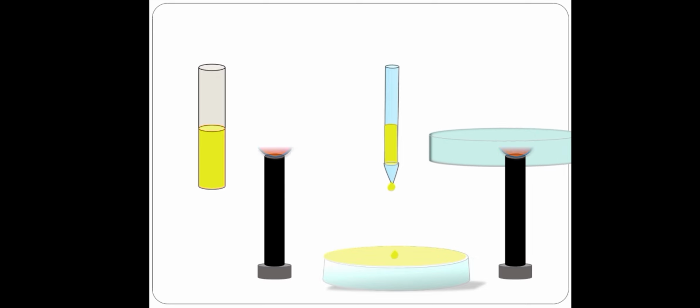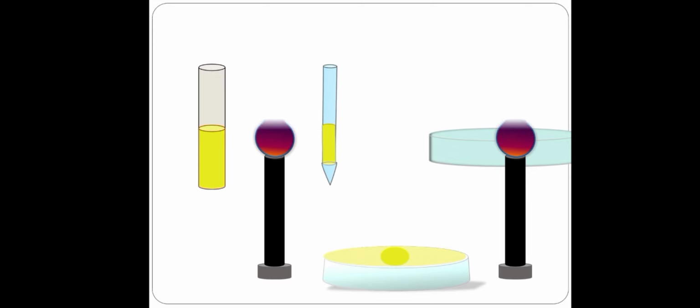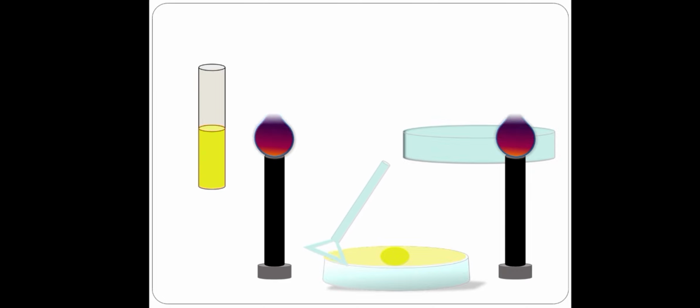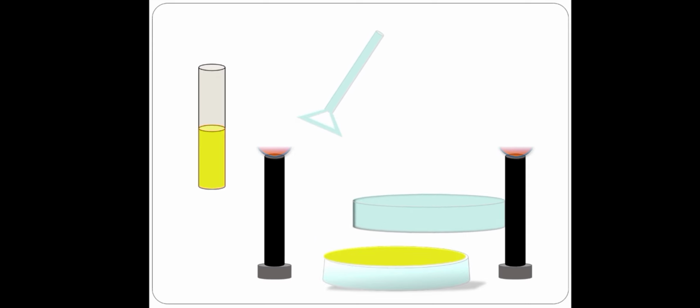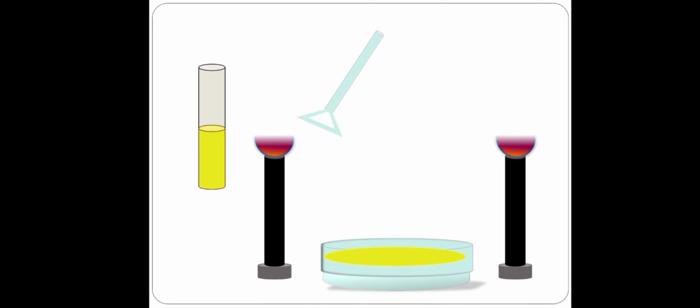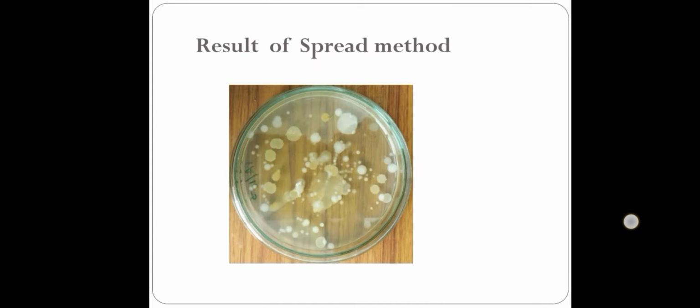As we can see, we are taking some sample from the microbial culture and putting it onto a nutrient agar. And then we are spreading it between two Bunsen burners to avoid microbial contamination. Here is the result of the spread plate method.